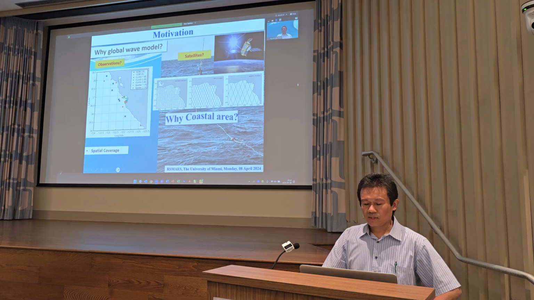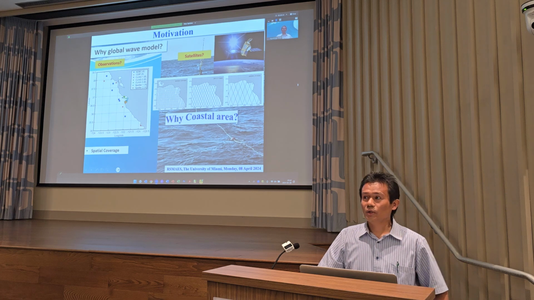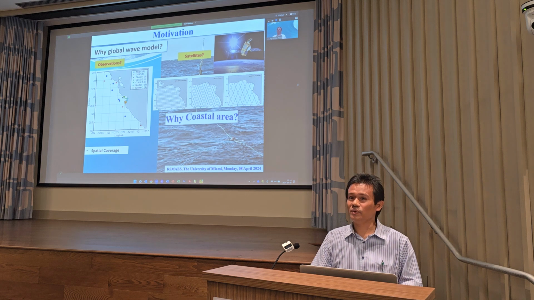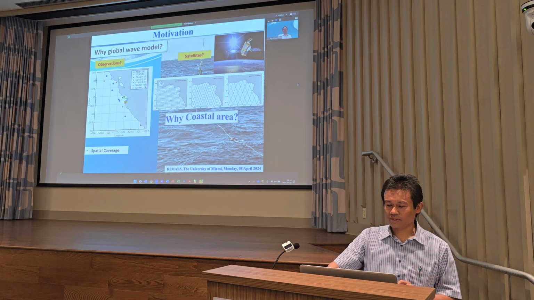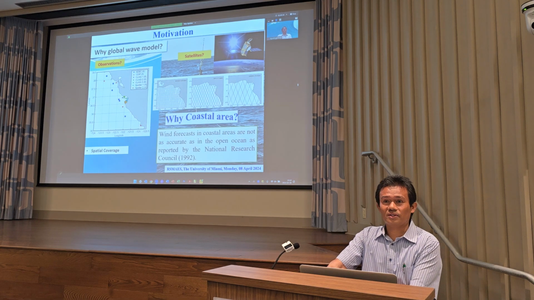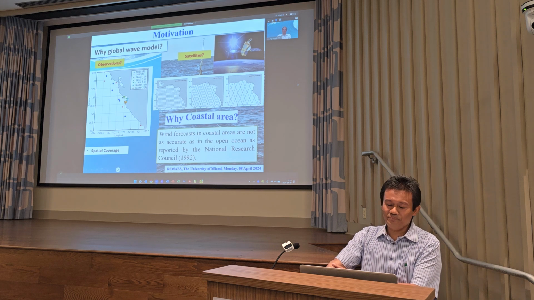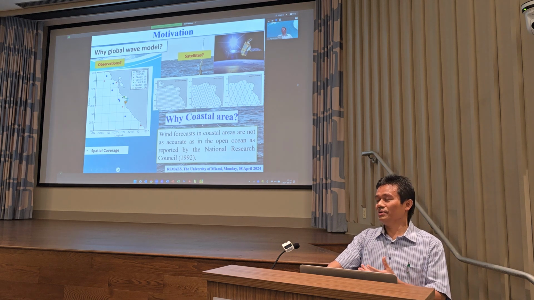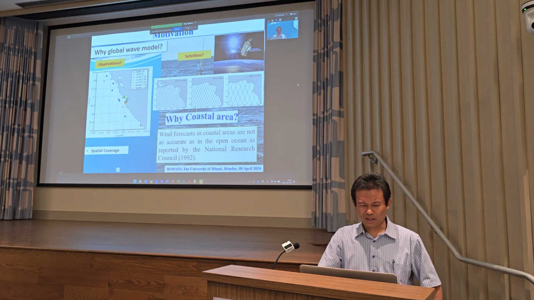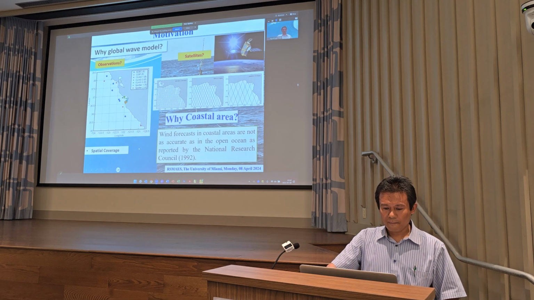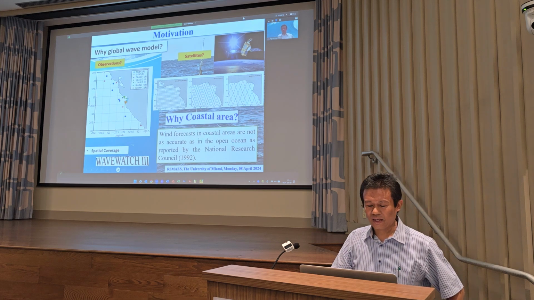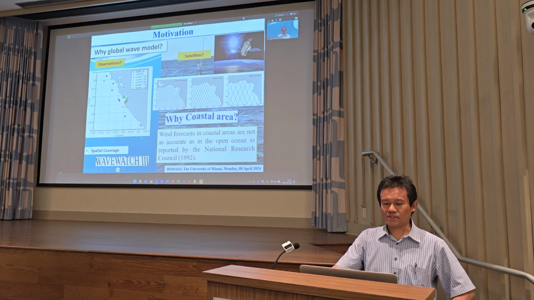And then why the coastal area? The main input of WAVEWATCH 3 is the wind speed, so the quality of the wind speed will determine the quality of the WAVEWATCH 3. We know that wind forecasting around the coastal area is not as accurate as the open ocean. So if the wind input is not accurate, we can assume that the output might be questionable. So here we are going to use the WAVEWATCH 3, and we assess the coastal area.